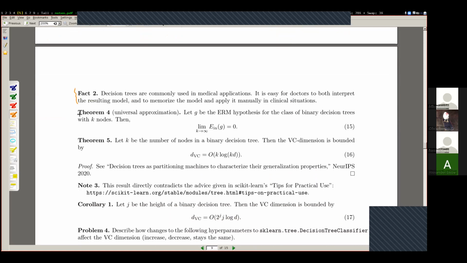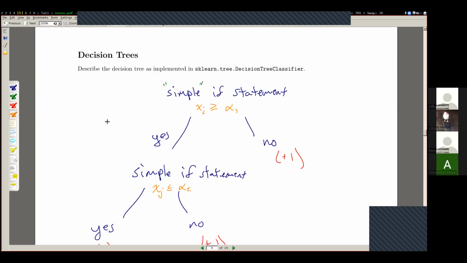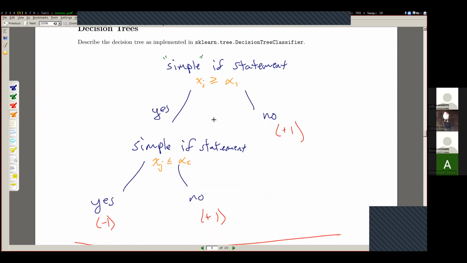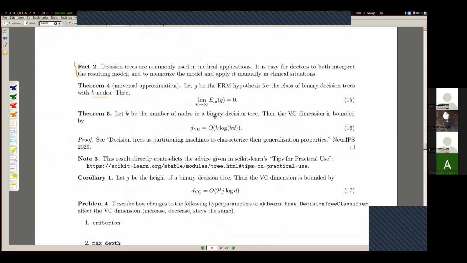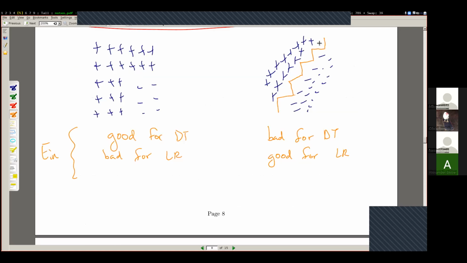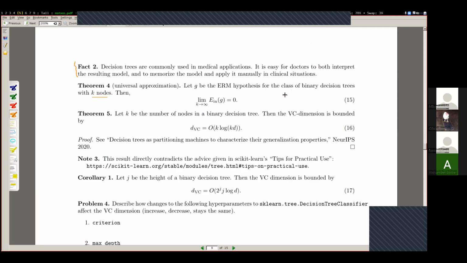Decision trees have a universal approximation theorem. So if K is the number of nodes in our decision tree, so coming up here, K is the number of decisions that we're making, then as the number of decisions goes to infinity, our training error goes to 0. So even on the bad data sets that look like this, if you have an infinite number of decisions that you're making, you can make this line arbitrarily close to a straight, smooth line. It just requires a very, very large decision tree to do that.